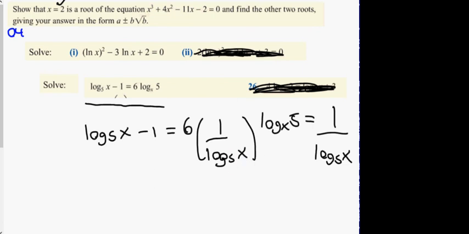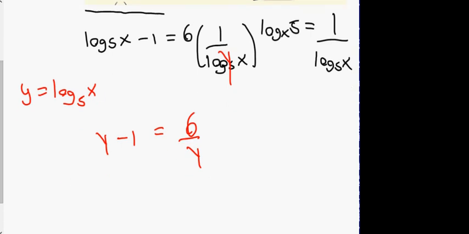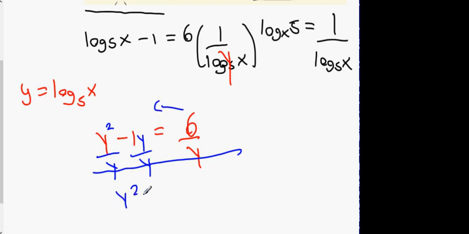So what we're going to do is say y equals log x to the base 5. Once we've done that, we get y minus 1 equals 6 over y. Next, we need to make sure everything has a y on the bottom. So change that to y squared over y, and the other one is over y as well. Cancel off the y's, bring over the 6, and we get y squared minus y minus 6 equals 0.